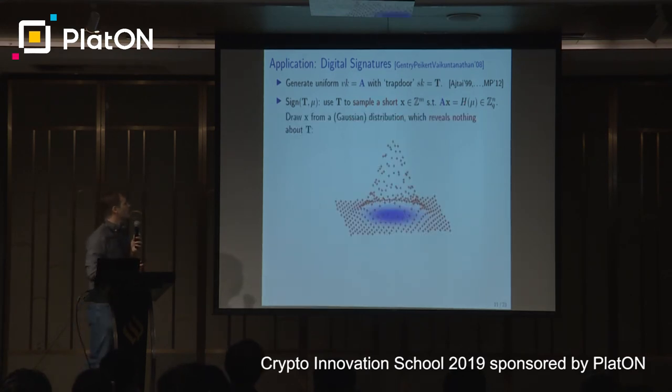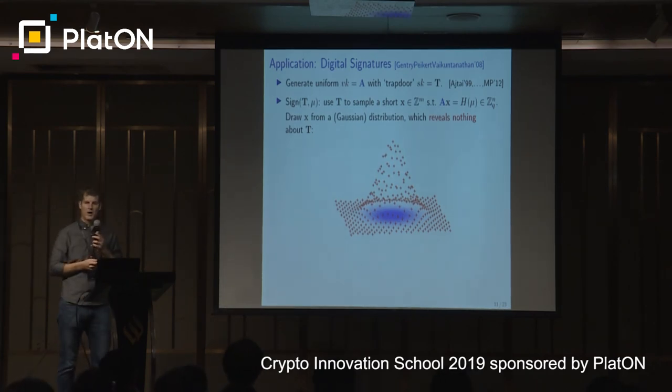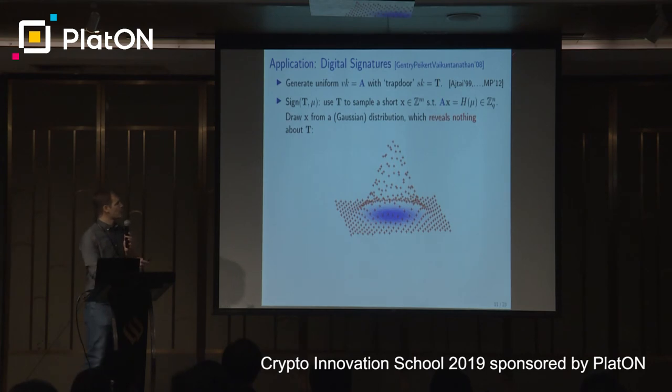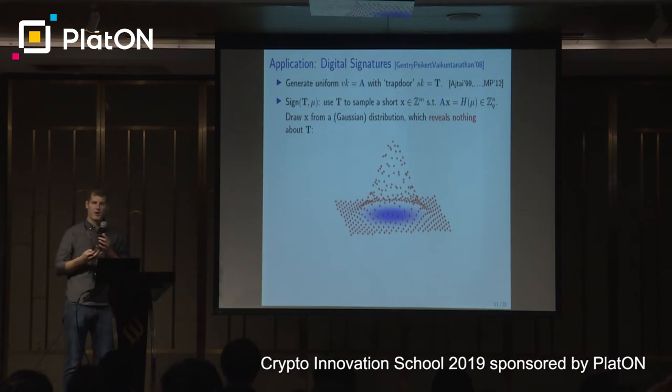A little more concretely, we will randomly draw X from what's known as a Gaussian or discrete Gaussian distribution over the set of all possible solutions. So there are many solutions to AX equals this target. And it turns out, if you think about it for a moment, that those solutions form a lattice, or actually a shifted lattice.